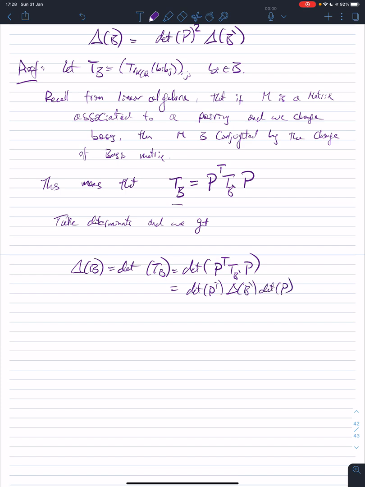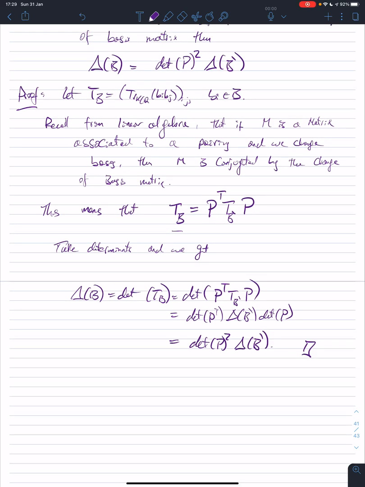And now a matrix and its transpose will both have the same determinant, and this is all commutative, so this now just becomes the determinant of P squared times the discriminant of B prime, and this finishes the proof. So again, this is basically linear algebra about, if you have a pairing and then you change bases, how does the matrix associated to the pairing change? Here I'm using that the determinant of P transpose is the same as the determinant of P. Just remember that.